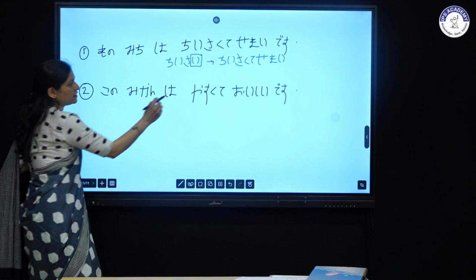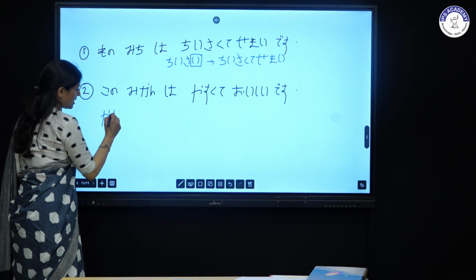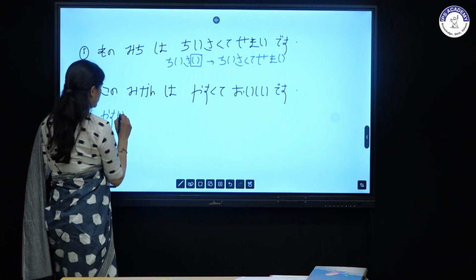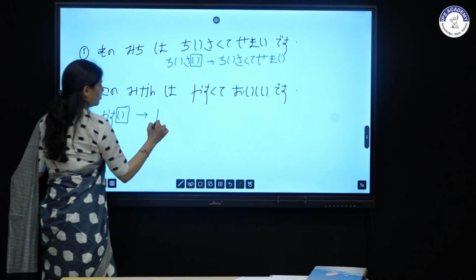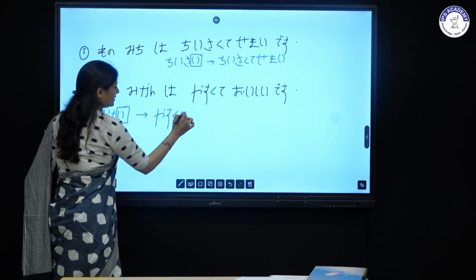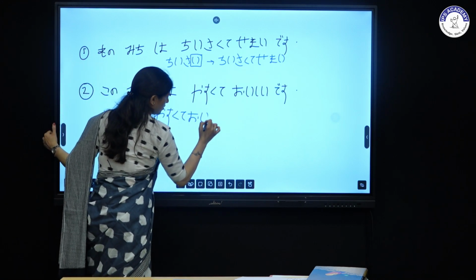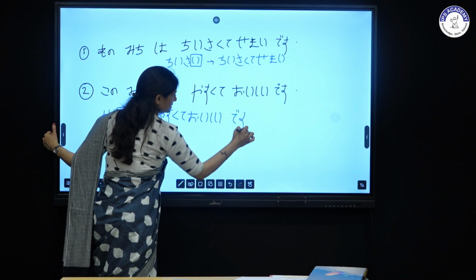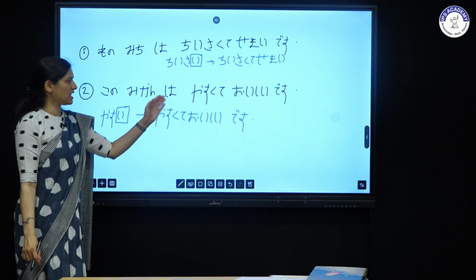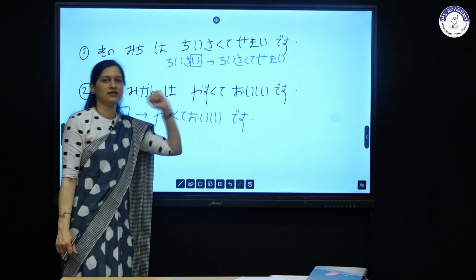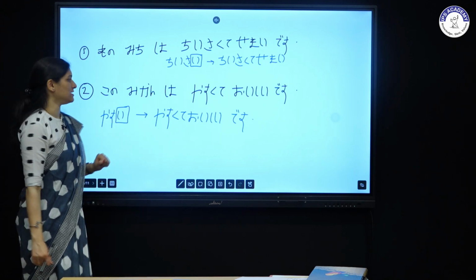Kono mikan wa yasukute oishii desu. So here I have joined two adjectives, yasui and oishii. So replace e from the first adjective with kute and then write the second adjective. So it will be yasukute oishii desu. These oranges are cheap and tasty. Yasui is cheap and oishii is tasty. Okay.